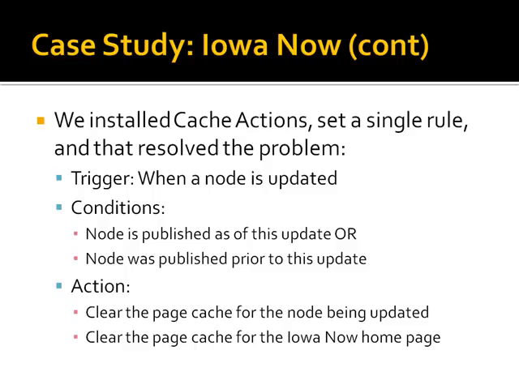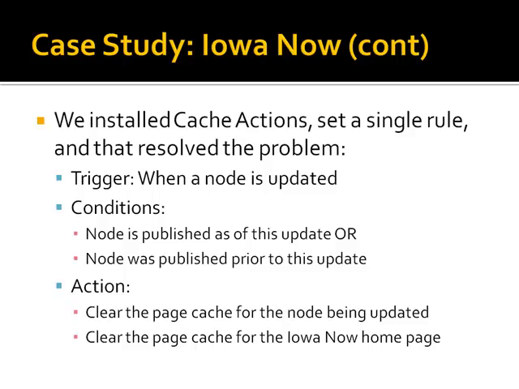So when a node is updated, we had two conditions. The node is published, or if it was published, meaning if it was taken down, we still wanted to clear the cache. And all we did was clear the page cache for the node being updated and clear the page cache for the Iowa Now homepage. Single rule to do this.